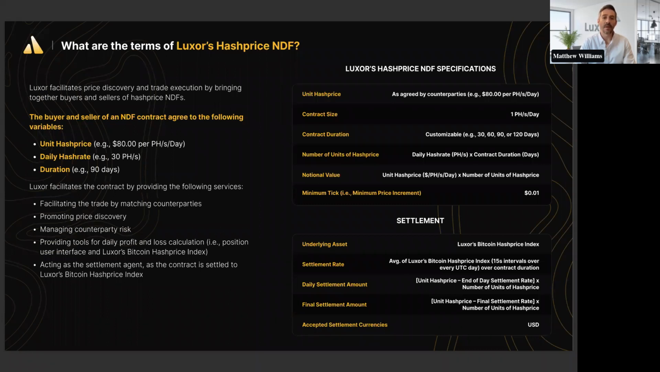And I believe the current spot price is roughly $67, or at least it was this morning. And then the minimum price fluctuation for these contracts is down to the penny or the cent. So you could trade 67.01, 67.02, et cetera.